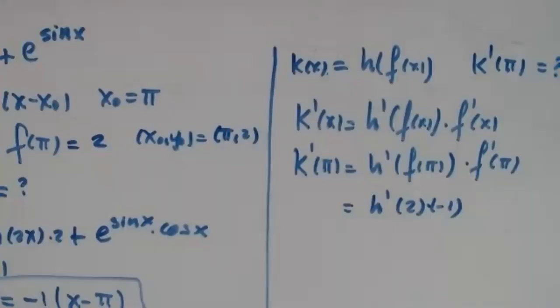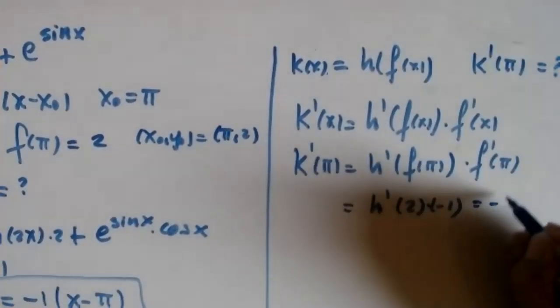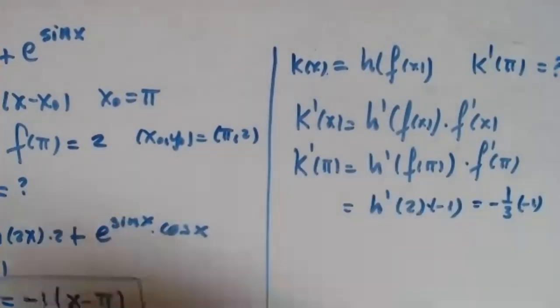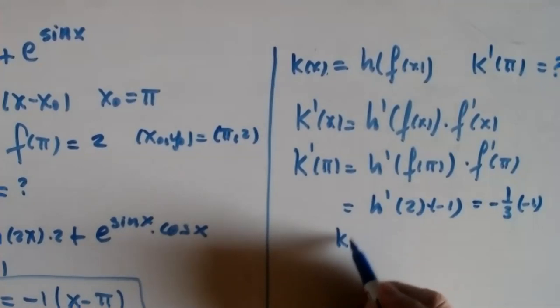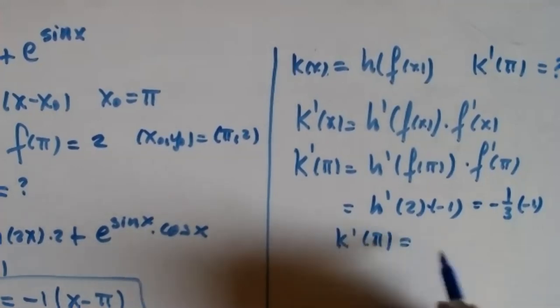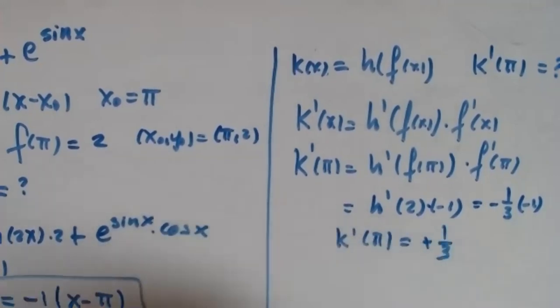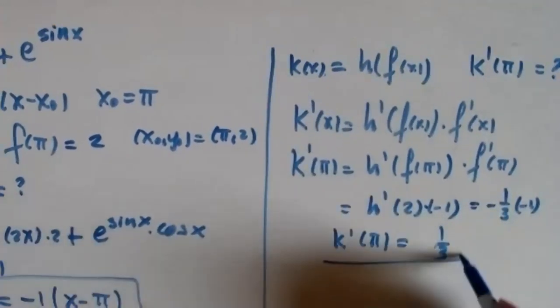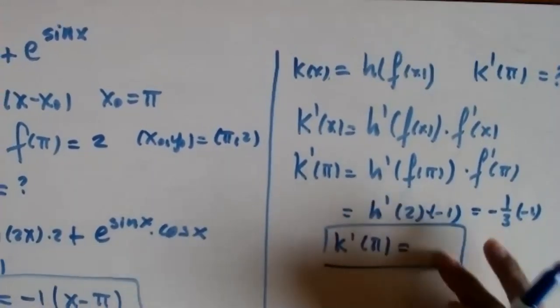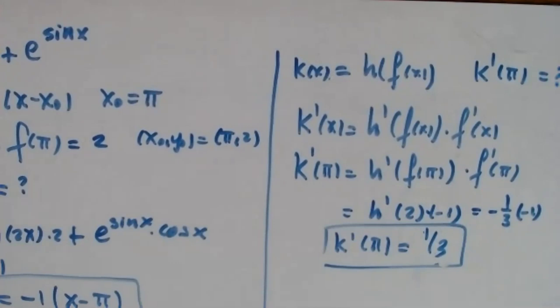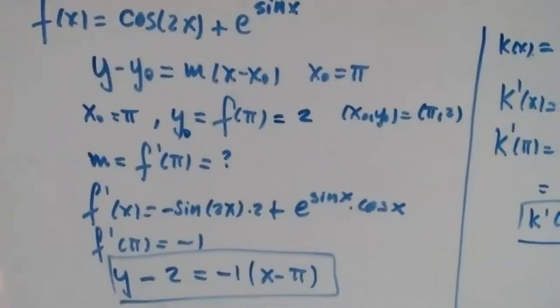So this was simply -1/3 times -1. So k prime of pi was positive 1/3, correct? 1/3 positive. Okay, so that's what we did yesterday. So you see, not big math, just concepts, right?